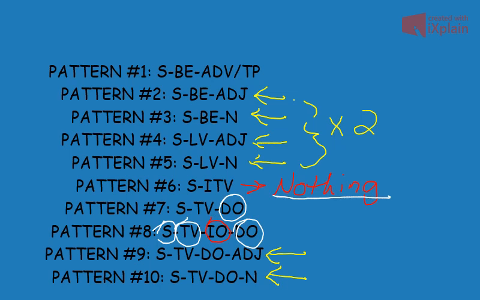I just remember that pattern 6 has nothing, but 7 begins the direct object, and patterns 8, 9, and 10 build off pattern 7. Pattern 8 has the subject, transitive verb, and direct object, but the indirect object has been added. Pattern 9 has a subject, transitive verb, and direct object, but instead of an indirect object, we begin the adjective noun sequence again.